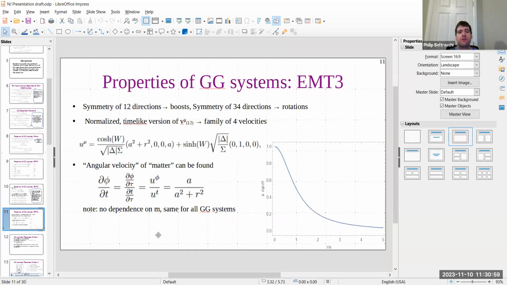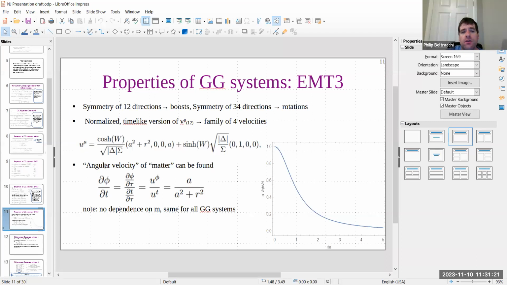Physically, these symmetries of the energy momentum tensor can be interpreted as boosts for the 1, 2 directions, and as a rotation for the 3, 4 direction.